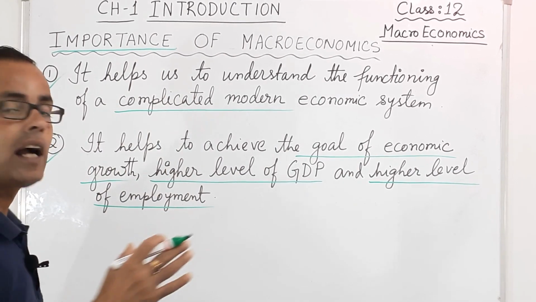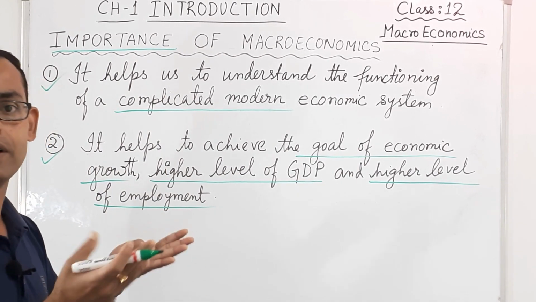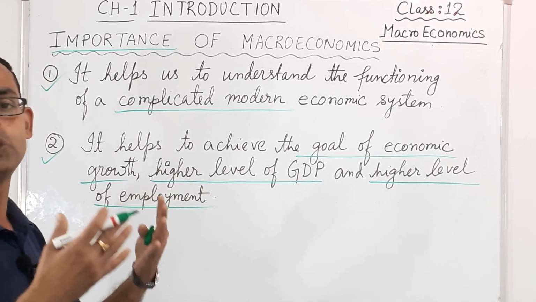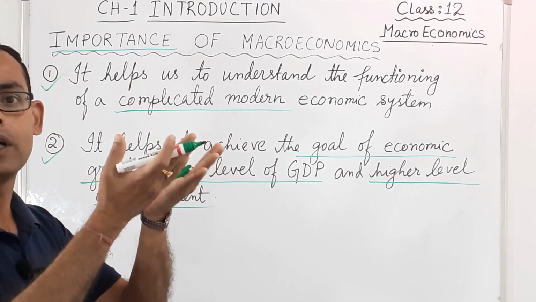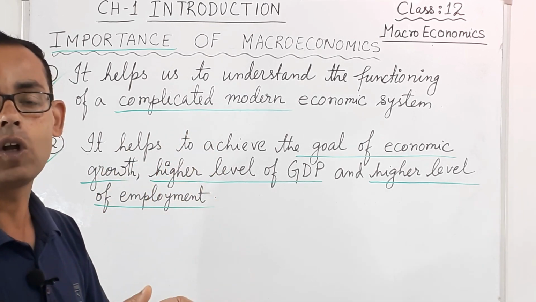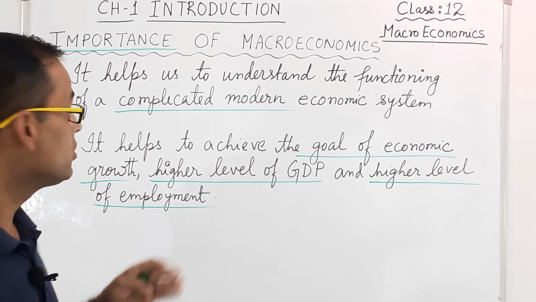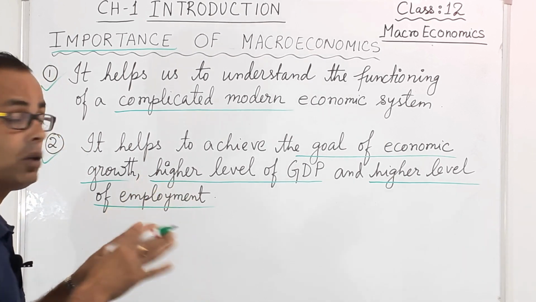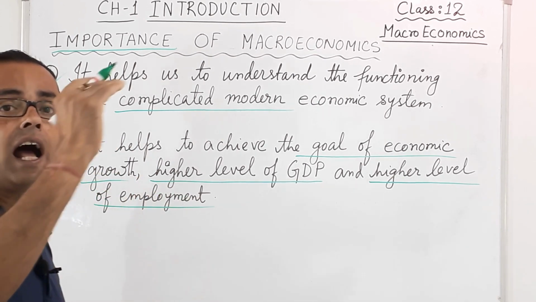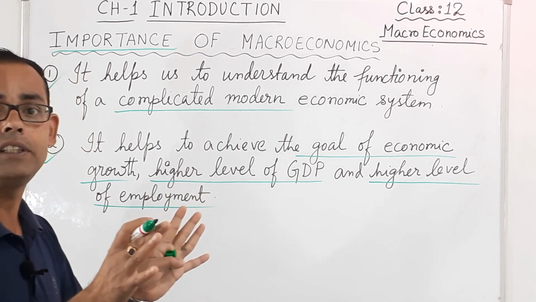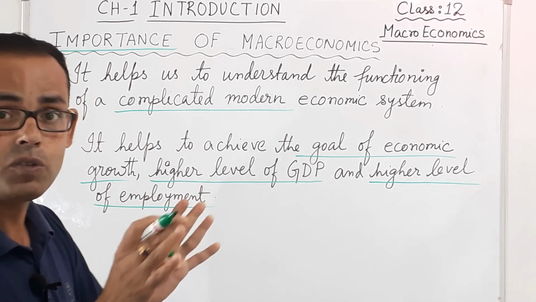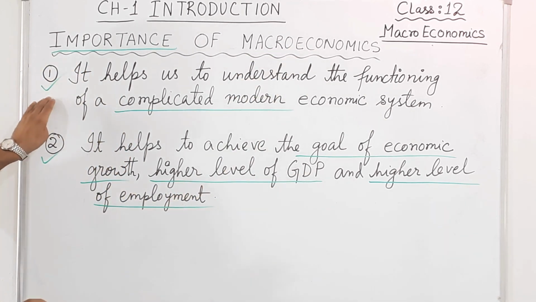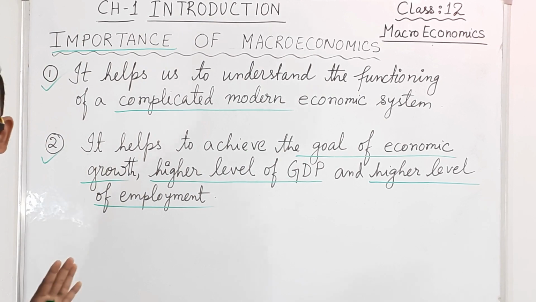Because if GDP rises, the country's economic growth also rises. If there is more opportunity for employment, then also the country's economic growth will be more. So it helps us to determine the economic growth of the country, how much growth we have to reach the highest economic growth, and after reaching we have to sustain it also. That means we have to maintain it. The growth should not go down. Clear? So these are the first 2 importances.